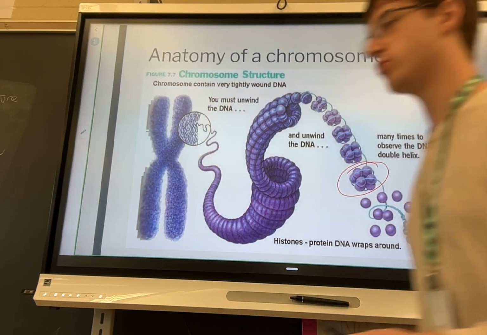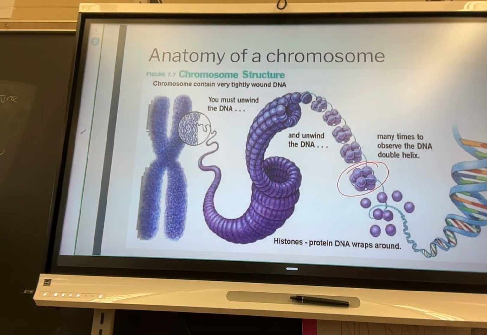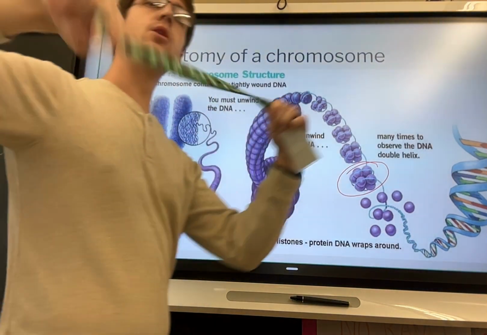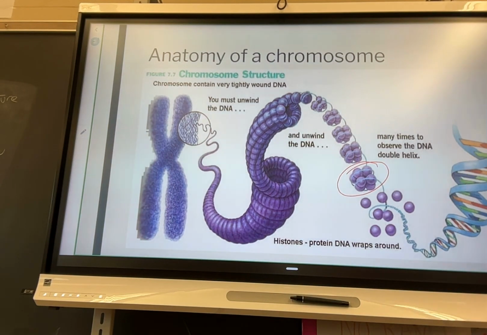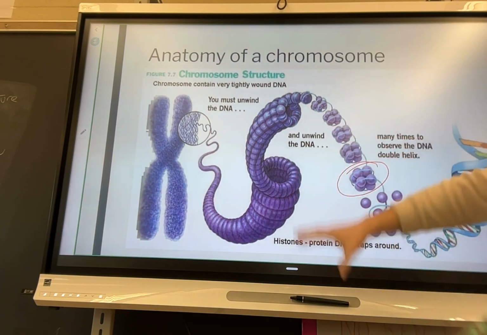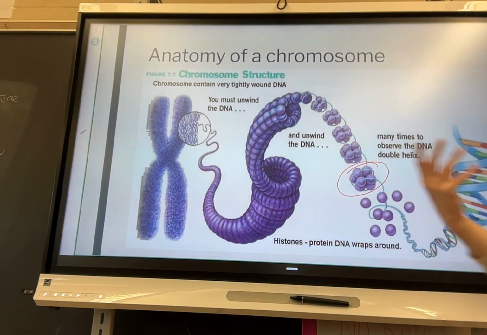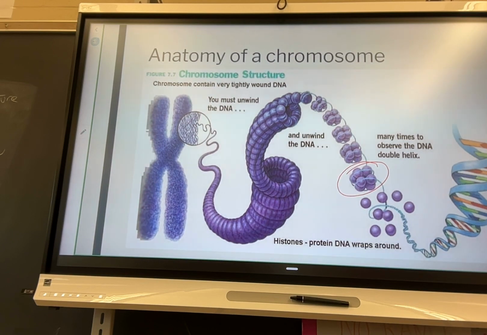Imagine my lanyard is our DNA. The histones are going to wrap the DNA around them and kind of coil it up so it's easier to store. So these histones are then going to be wrapped up and turned into our chromosomes. We start out at the most stretched out, most laid out part with our DNA double helix, and we end up with our most tightly coiled chromosomes.